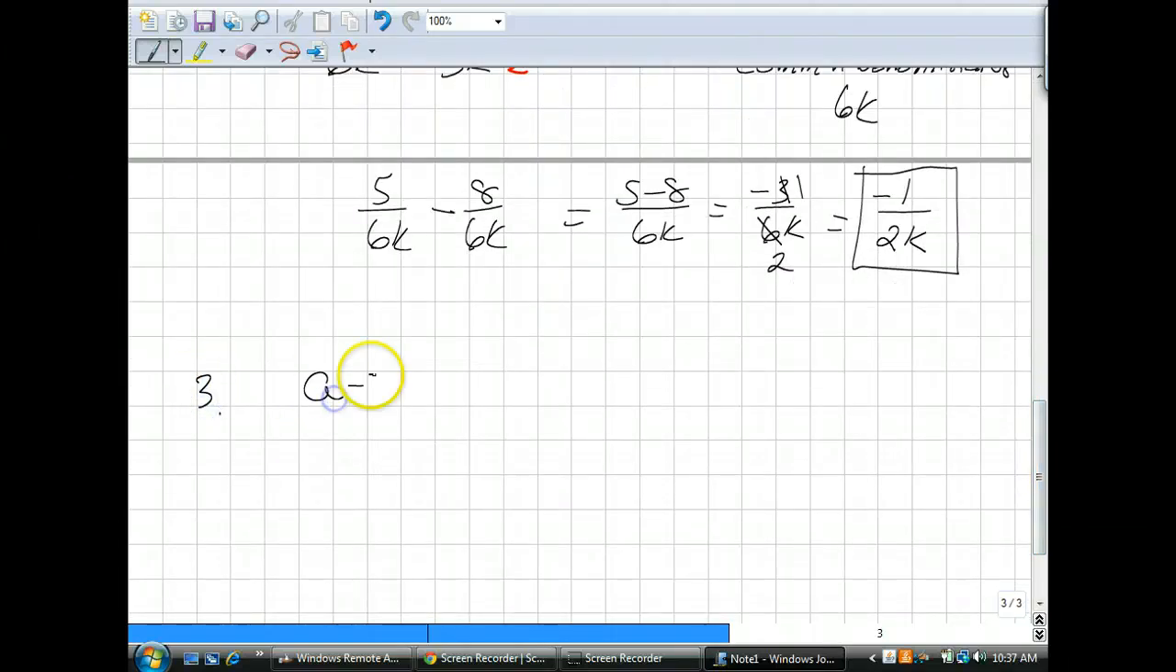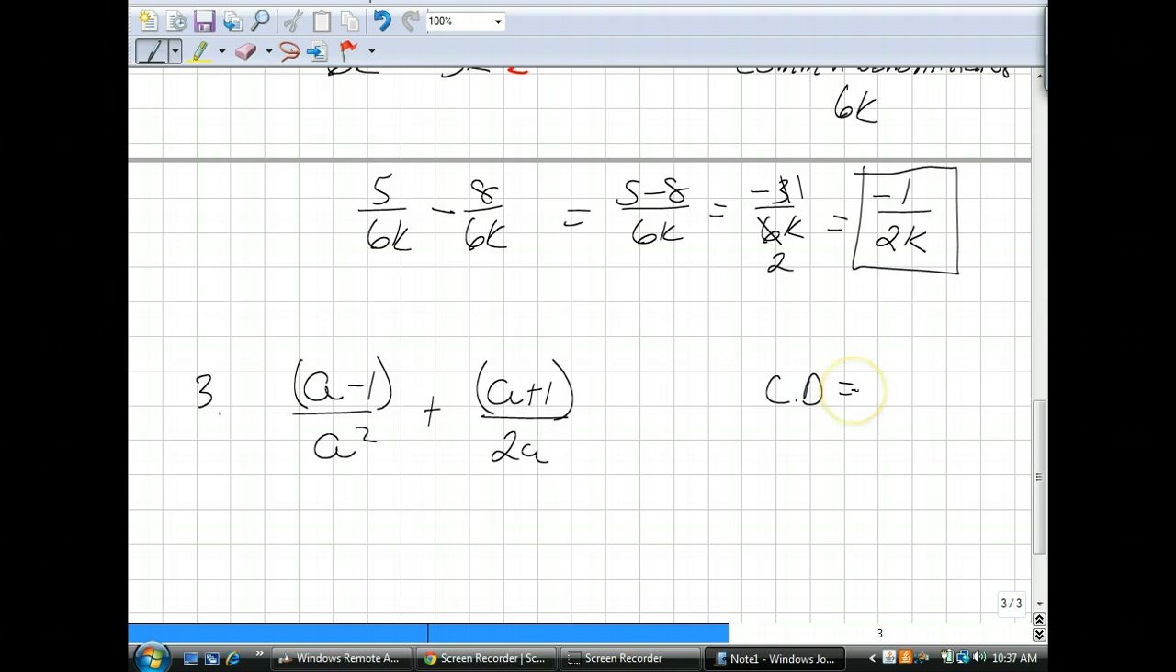So we have (a minus 1) over (a squared) plus (a plus 1) over (2a). Well, first thing I would do is, these are binomials, so I would put them in parentheses. The next thing, I would find the common denominator. The least common multiple of a squared and 2a is going to be 2a squared. So that means I need to multiply this one top and bottom by 2, and this one top and bottom by a.